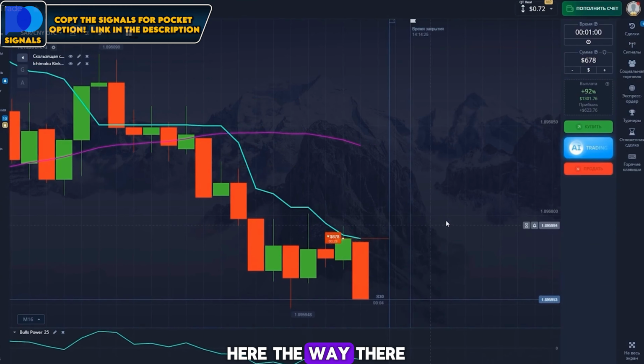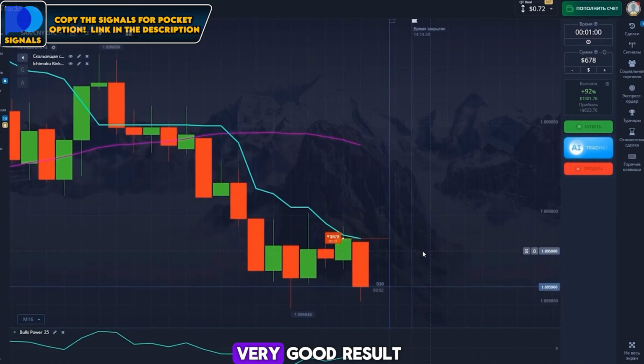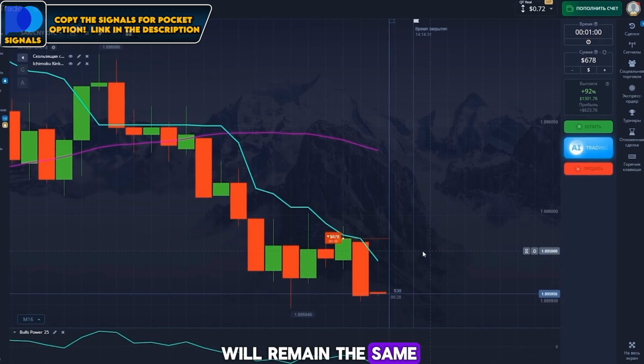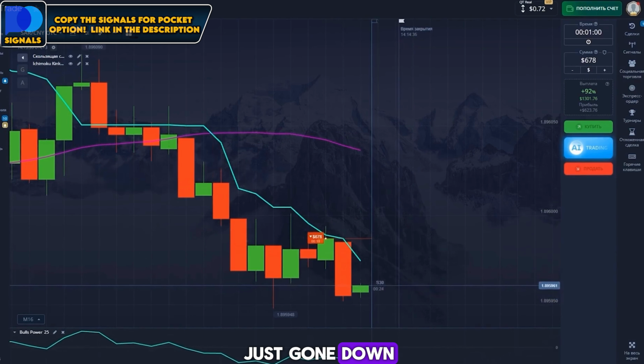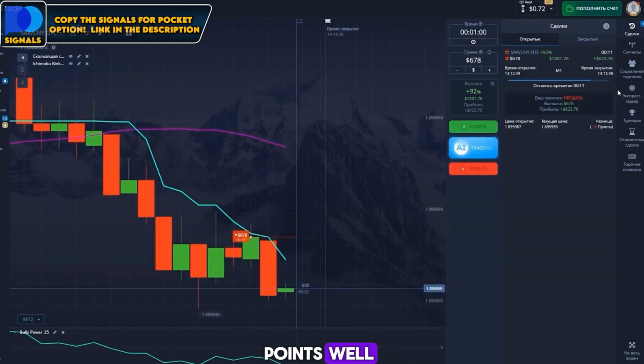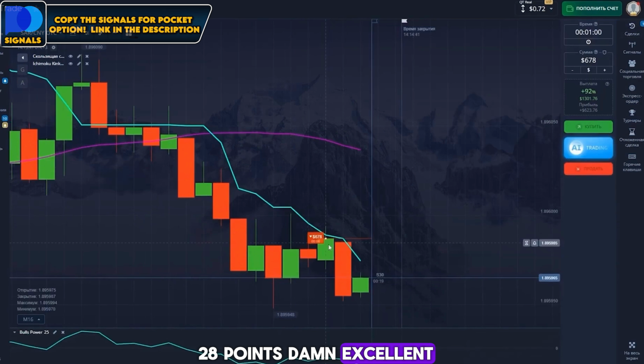By the way, there are 23 seconds left and we see a very good result, and I hope it will remain the same until the end of this trade. Great. The price has just gone down. Let's look at the points. Well, 28 points. Excellent.